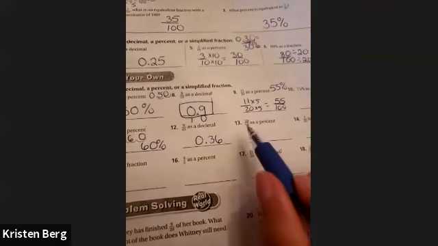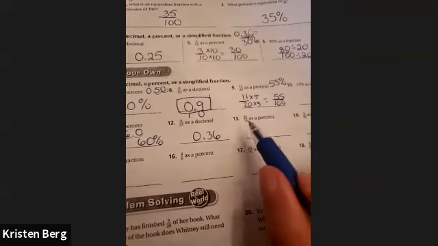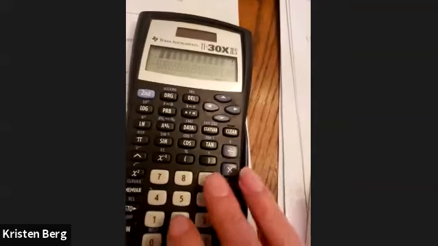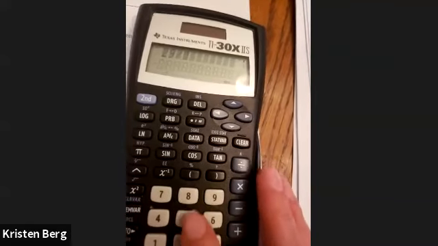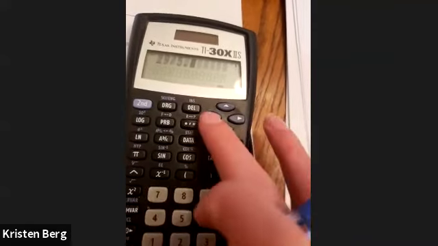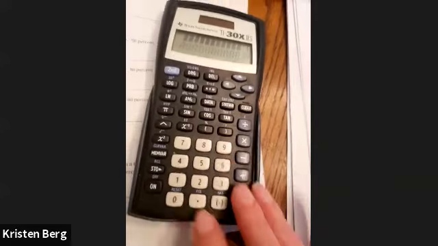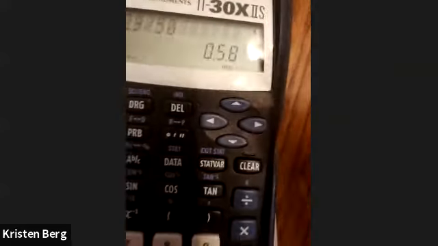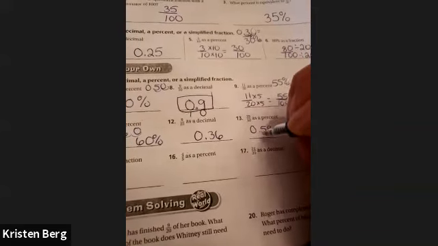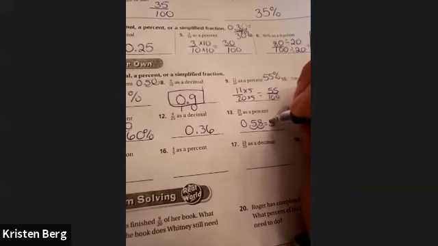Next, it wants this as a percent. Now what you could do is to get 50 to 100, you would times it by 2 and do the same to the top. Or you could simply go ahead and just divide this out as well. 0, and that would be 58/100. But that is a decimal, not a percent. So if I want to change that to a percent, I move it to the right 2 places, and that is now 58%.